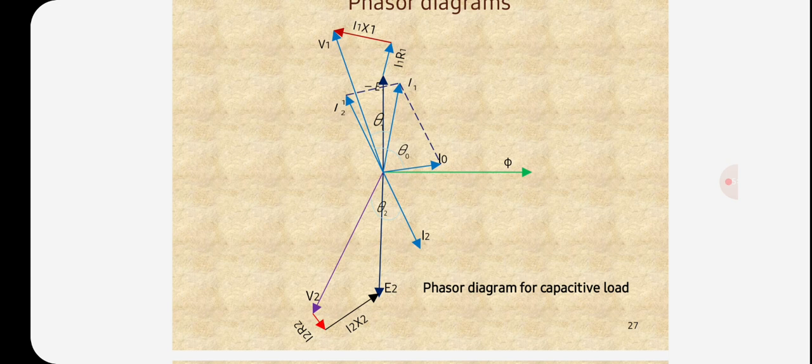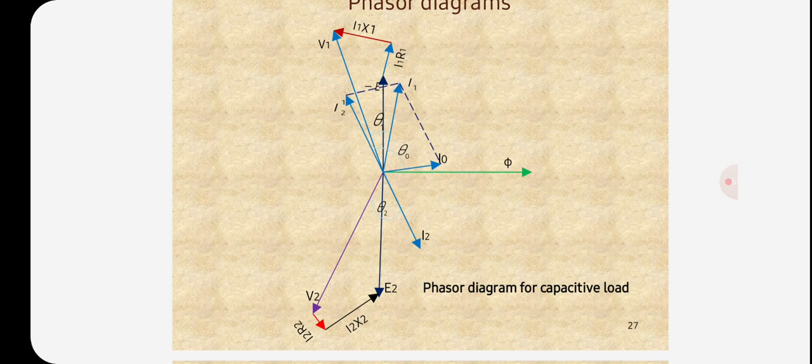So here the no load angle theta naught is made between minus E1 and I naught, and here also the equation is minus E1 is equal to I1 plus I1 R1 plus I1 X1 plus V1. So here also I1 R1 is parallel with I1, and I1 X1 is perpendicular with I1 R1.